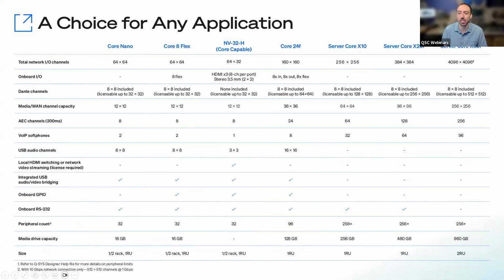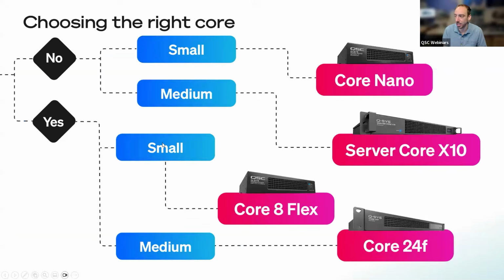I do have a handy cheat sheet that tells you exactly all of the IO, all the Dante channels, AEC channels. This is your go-to for picking a processor. The good news is that this is not just localized to this presentation. This is on the website. You can go to qsys.com/processing and you can find that. Actually, I need to double check that link is correct. I believe it is, but I'll post it in the chat before I get to the end if it is incorrect. But on qsys.com, under the core processors, you'll be able to find this one sheet to see everything that's in there.